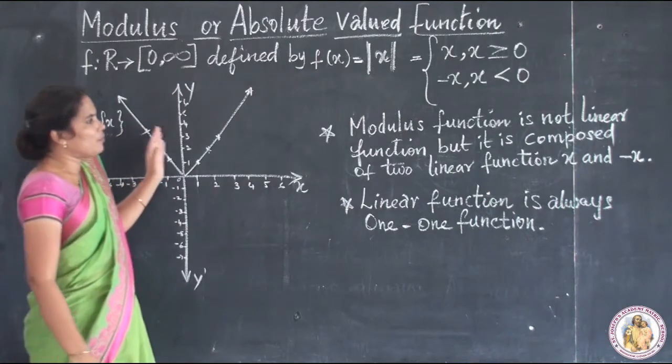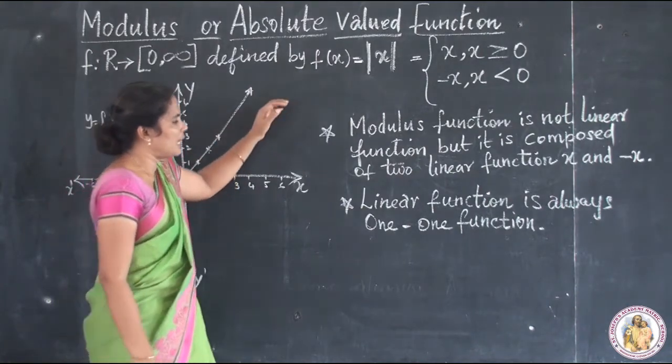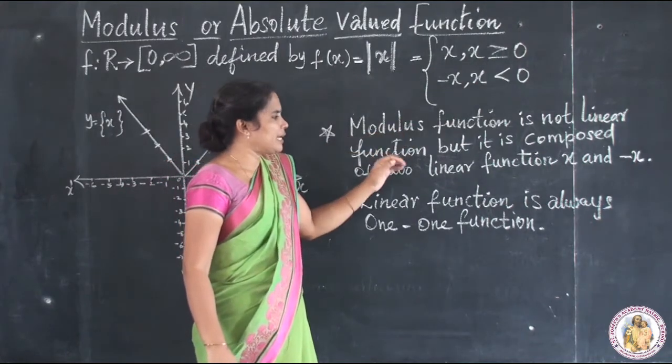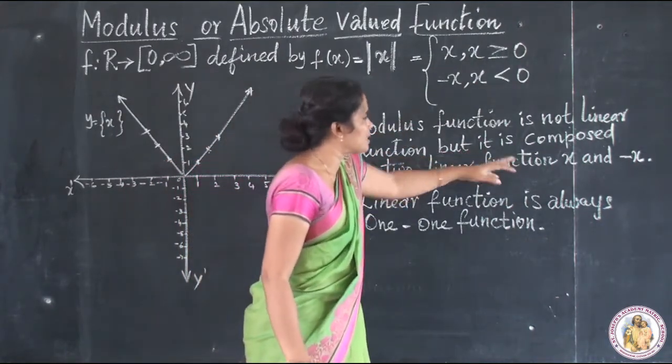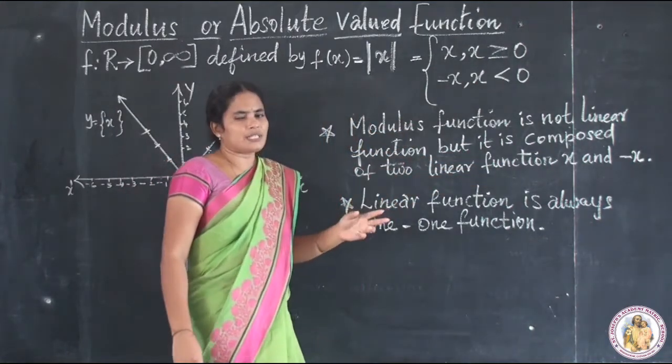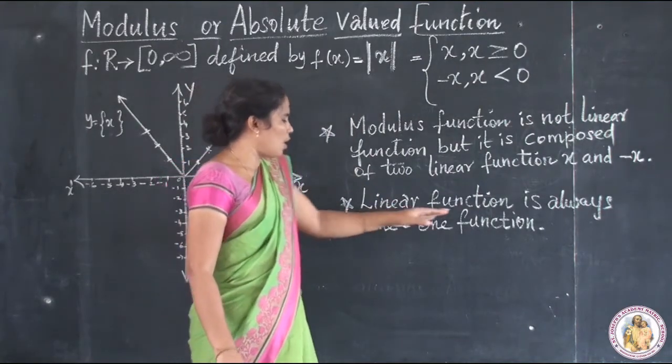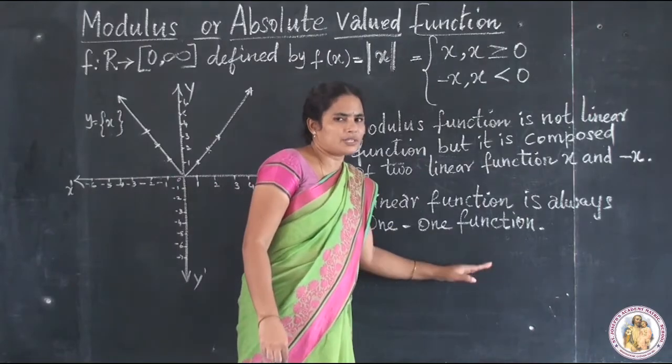It will be very clear for you to write the modulus of a function, and here we have two important points. The modulus function is not a linear function, but it is composed of two linear functions, that is x and minus x. And a linear function is always a one-to-one function.